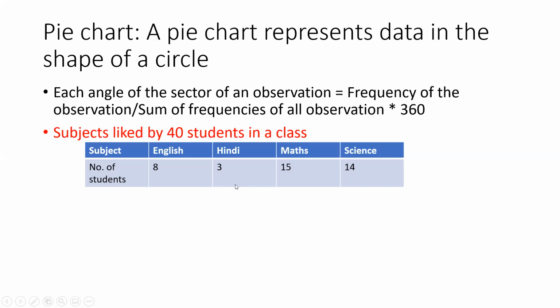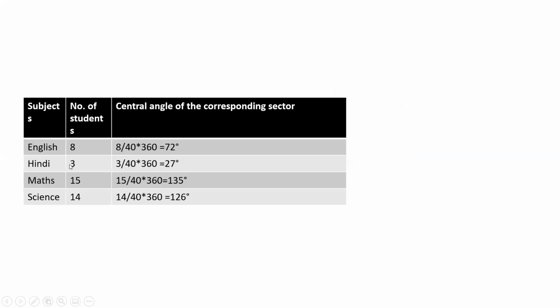In the similar manner, children, we can find it for Hindi, Maths and Science: the frequency divided by 40 into 360. Here you can see the subjects, the number of students, and the central angle of each. As I told you, 8 by 40 into 360 is 72 degrees. Then 27 degrees. And similarly, we have 135 degrees and 126 degrees.